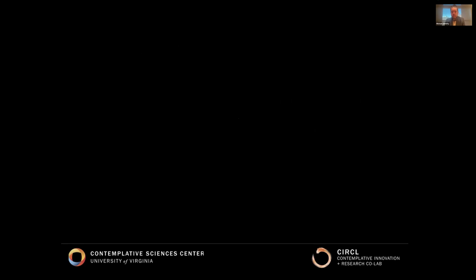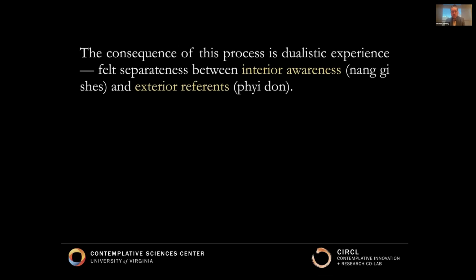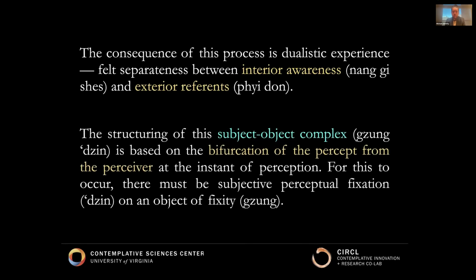And that process is a kind of dynamic unfolding process. And the consequence is dualistic experience, that is to say, a felt separateness between interior awareness and exterior reference. We feel separate from the world. The very processes of dualistic perception give this feeling. And the structuring of the subject-object complex is based on the bifurcation of the percept from the perceiver at the instance of perception.